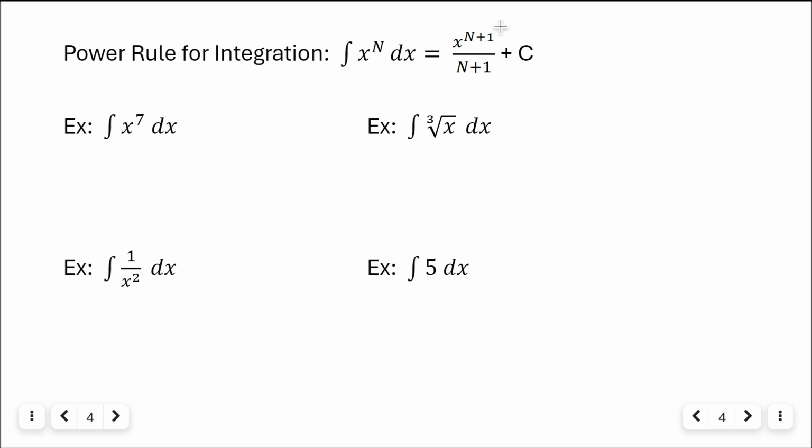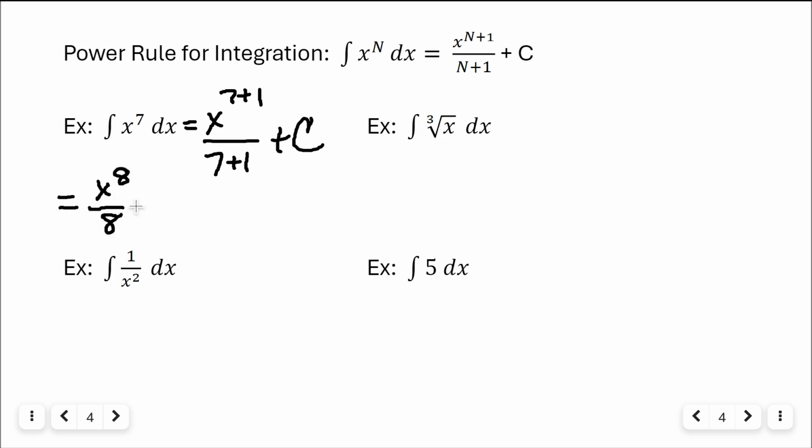Okay, add 1 to the power, divided by what you get, n plus 1. So it's x to the n plus 1 divided by the power that you get. All right, that's what we're going to do. So if I want to find the integral of x to the 7th dx, or the antiderivative, all I'm going to do is add 1 to the power, divide by what I get, and then I got to stick a plus c on because it's possible there could be a number here. So my answer here would be x to the 8 over 8 plus c, and it's done.